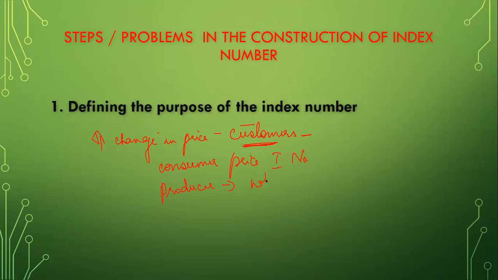We can either use wholesale price index, or you can take it as retail price index. Now what is wholesale and retail? When we say MRP price, the market price, it comes to the retail price.